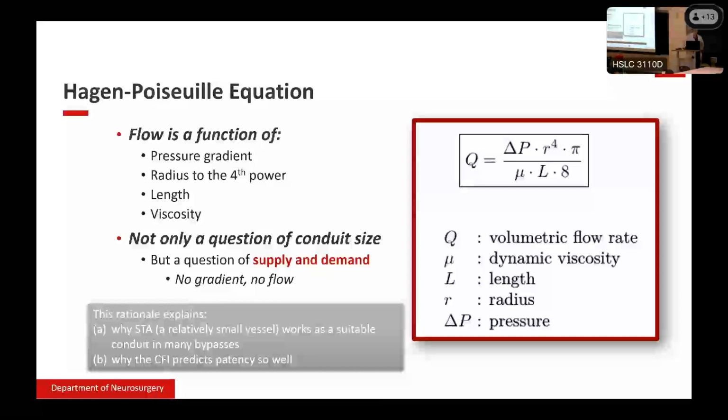This rationale explains why the STA, even though it is a relatively small vessel, can work as a conduit in many bypasses. And then also why the cut flow index does predict patency so well. That's because it speaks to the supply and demand interaction.